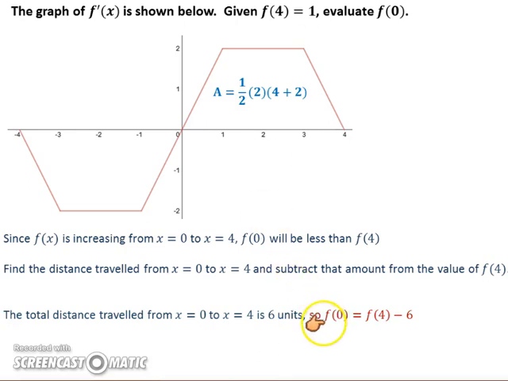So f of 4 is the point that we know, which is going to be the maximum. F of 0 is going to be the minimum, in this case, just from 0 to 4, the absolute minimum. So f of 4 minus 6 would be 1 minus 6. Our answer would be -5 in this case.